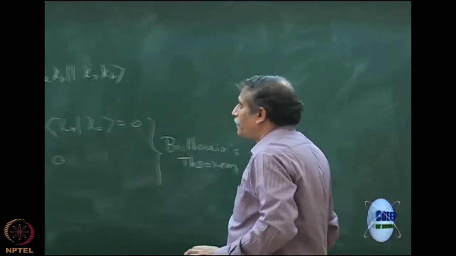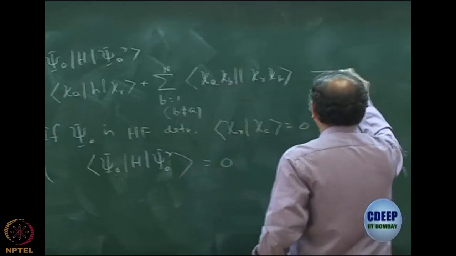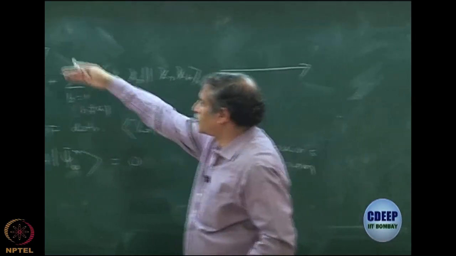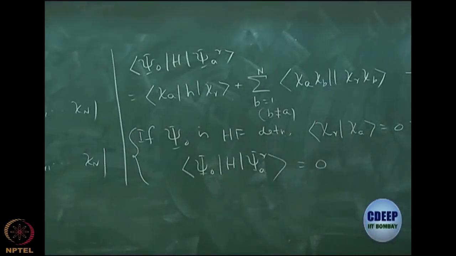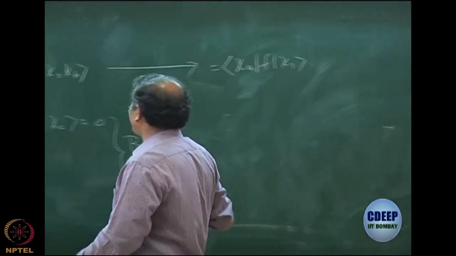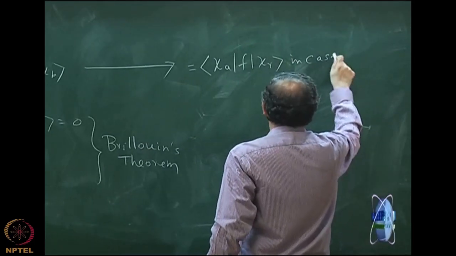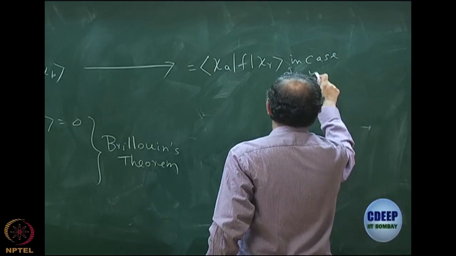why so? Because in case this is Hartree-Fock, then we showed that this expression, which is of course a general expression, is nothing but chi a f chi r. So this was actually equal to chi a f chi r in case psi 0 is Hartree-Fock determinant.